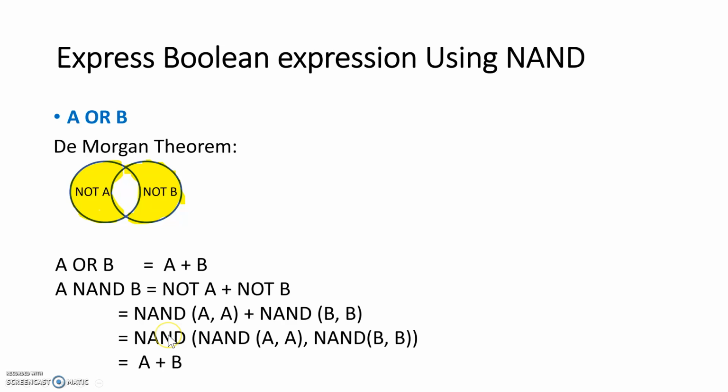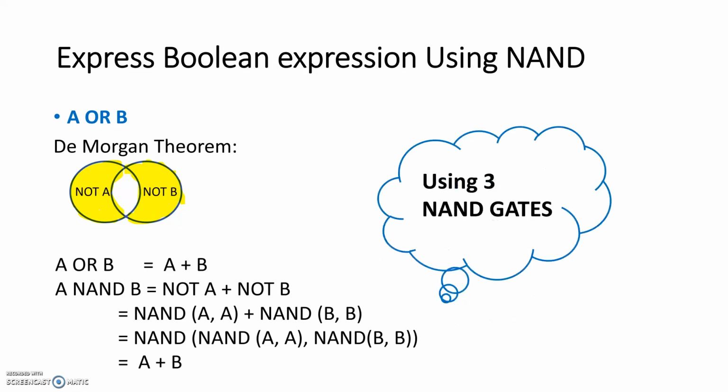We can also put a NAND in front of that: NAND, parenthesis, NAND AA and NAND BB. We can also get that it is equal to A plus B. That is exactly what A or B looks like, only in case the inputs are inverted. What we can get from this formula is that we can use 3 NAND gates to get the OR gate.